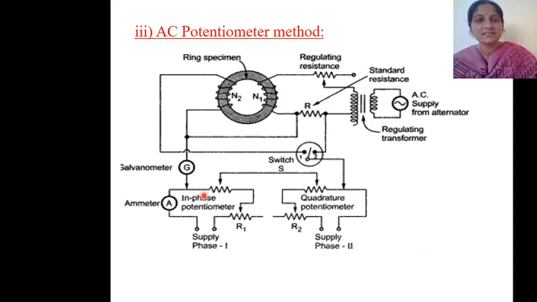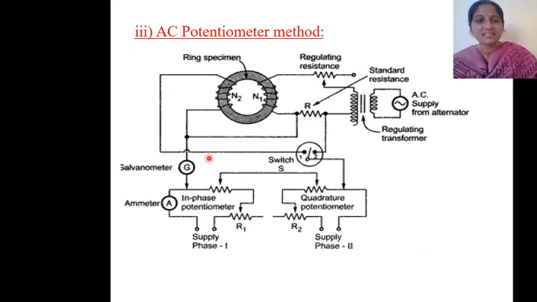Now these potentiometers are connected to the ring specimen. Here also the ring specimen consists of two windings. This is the primary winding and this is the secondary winding. This secondary winding is connected to the regulating resistance as well as the standard resistance. So this is the regulating resistance and this is the standard resistance. The primary is connected to the regulating transformer through these two resistances.